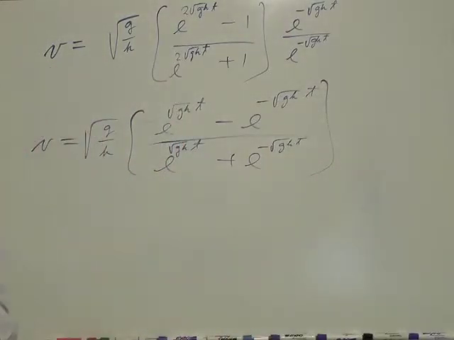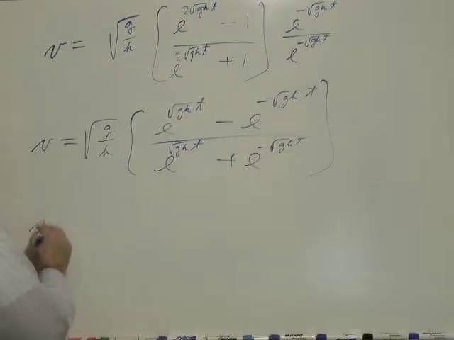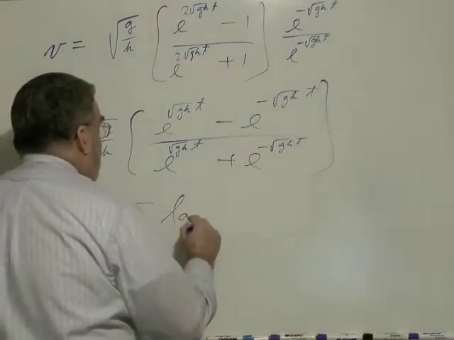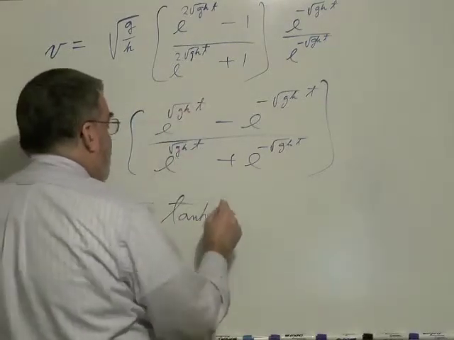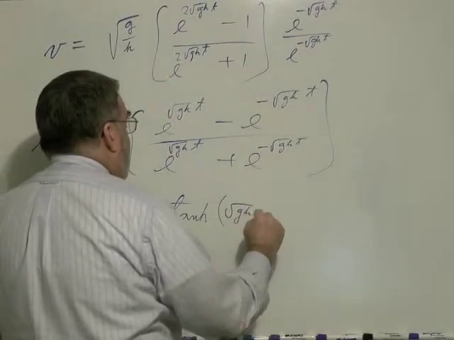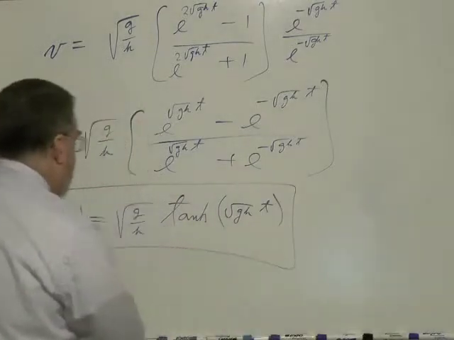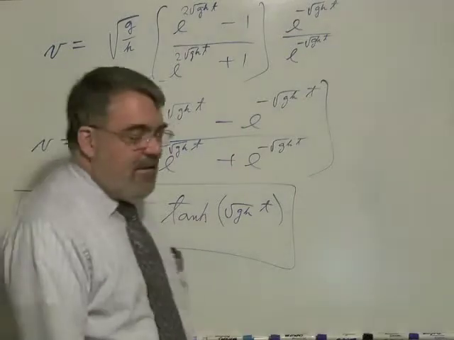There we go. So a minute ago I had the hyperbolic tangent function written down, and this is what this is. It's literally a hyperbolic tangent, or tanh. So I can now write the velocity function as a function of t: v(t) is the square root of g over k, times the hyperbolic tangent of, here's my input, the square root of gk times t. And there we go.